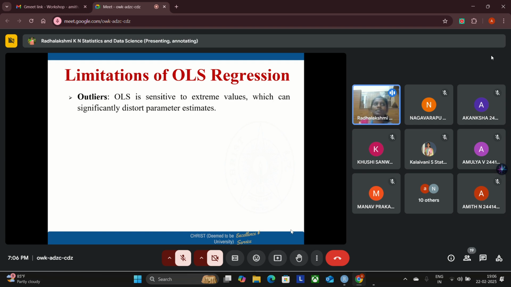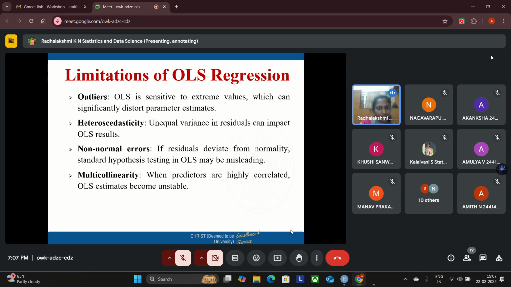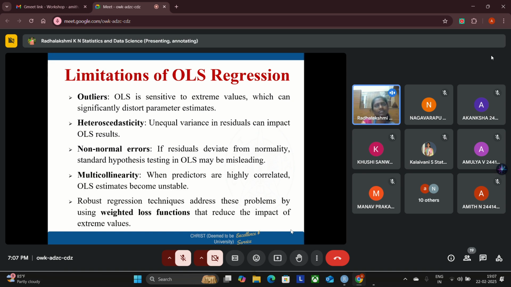Outliers are a very major issue, because a few observations or extreme values may give misleading results. OLS is very sensitive to extreme values. Heteroscedasticity: if you don't get equal variance, it tends to heteroscedasticity, and there also the OLS results will be misleading. Then non-normal errors and multicollinearity. These are the things already discussed in the assumptions.